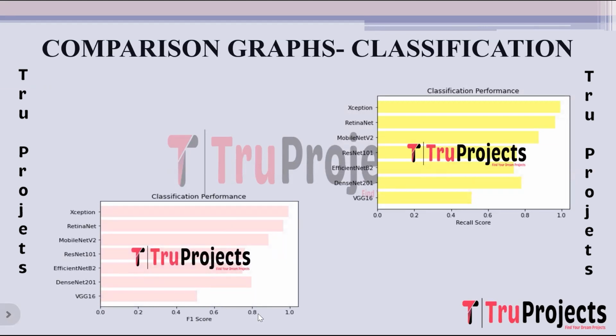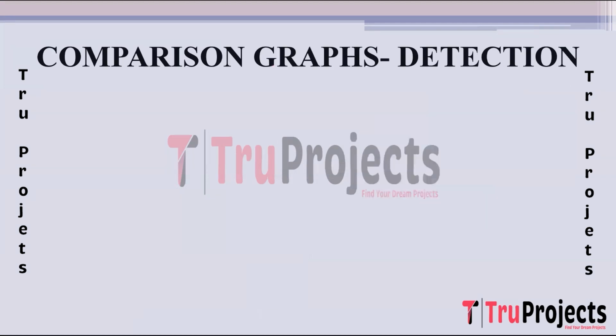This is the FN comparison graph. On the x-axis, we have FN score, and on the y-axis, we have algorithm name. FN score is the harmonic mean of precision and recall. It is a balanced measure that considers both false positives and false negatives. It is calculated as 2 times the product of precision and recall divided by the sum of precision and recall. It provides a single metric that balances precision and recall, making it useful when we want to consider both false positives and false negatives in the evaluation.